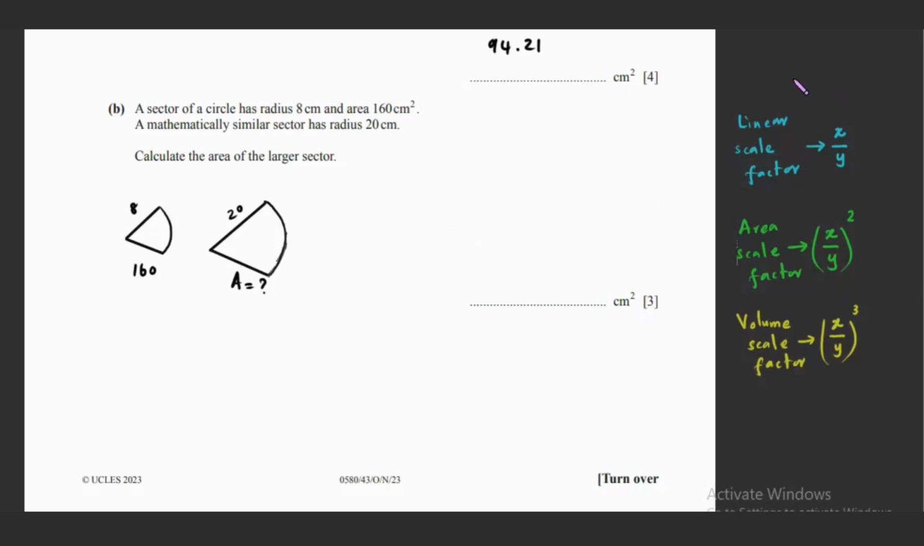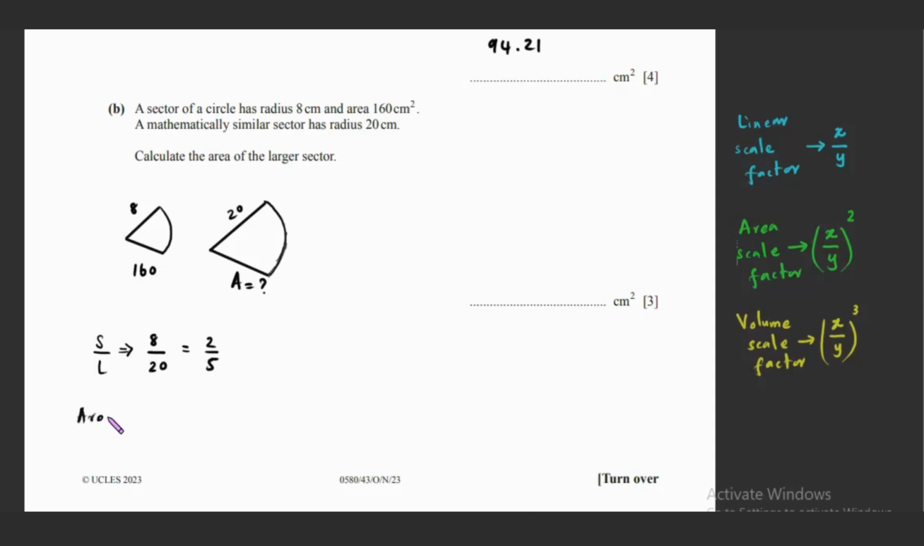So first, we are going to find the linear scale factor. I'm going to put the smaller shape's value at the top and the larger shape's value at the bottom. So I'm going to consider the two radii. So it's going to be 8 and 20. When I simplify this, I can divide both by 4 and get 2 over 5. Now this is the linear scale factor.